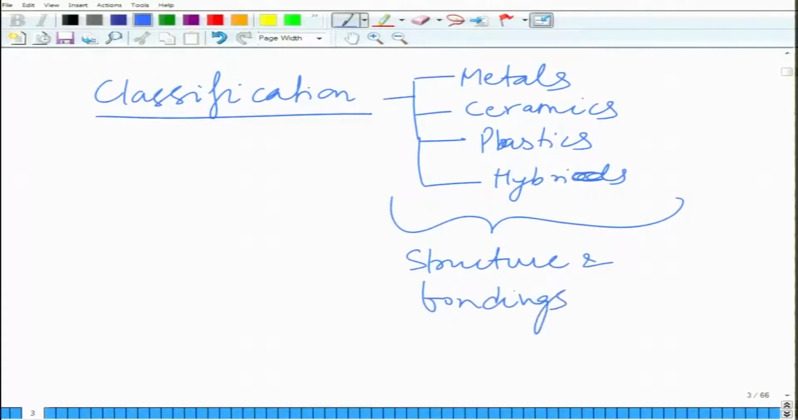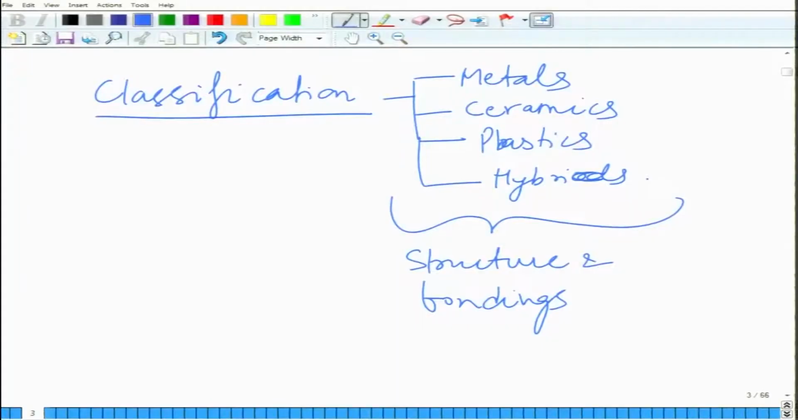As we will see, metals are metallically bonded, and because of bonding they are malleable and ductile. Most ceramics are ionically and covalently bonded, that is why ceramics are hard and brittle and strong. Plastics are a mix of covalent bonding and secondary van der Waals bonding, and that is why they are softer. And hybrids are a mixture of both of them, so they may have a different scenario, but this particular classification of these three categories is primarily related to the bonding in materials.